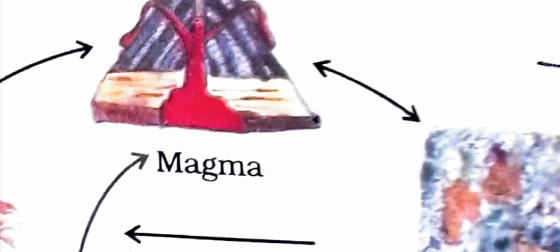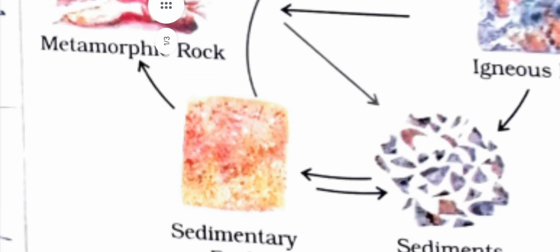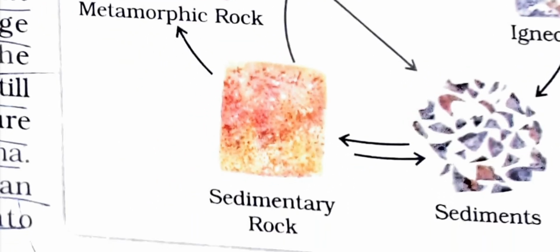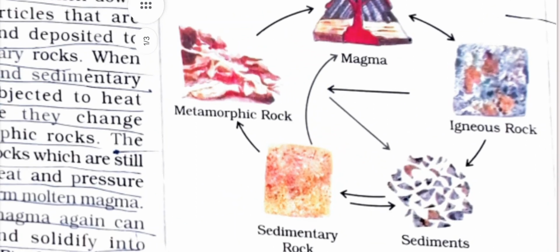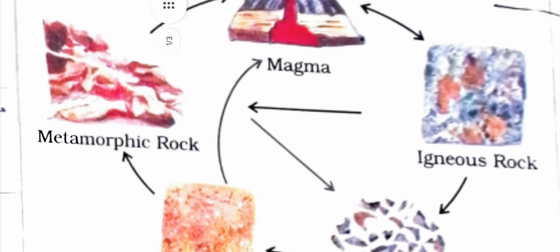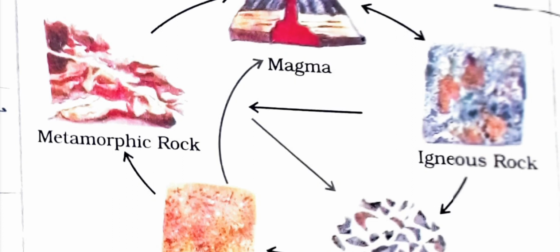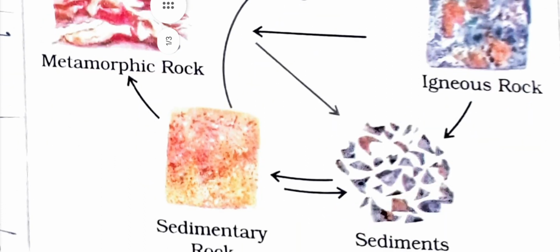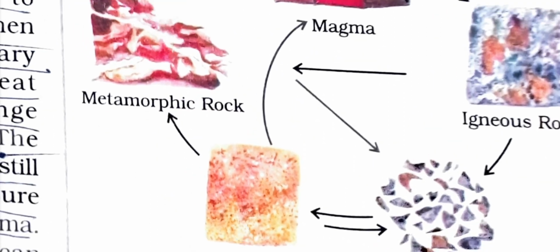Fragments are called sediments, and the rock formed by these sediments is called sedimentary rock. So igneous rock is formed, and from igneous rock, sedimentary rock is formed. Listen, igneous rock is directly converted into metamorphic rock, a direct arrow mark from igneous rock to metamorphic rock. And sedimentary rock is also directly converted into metamorphic rock.